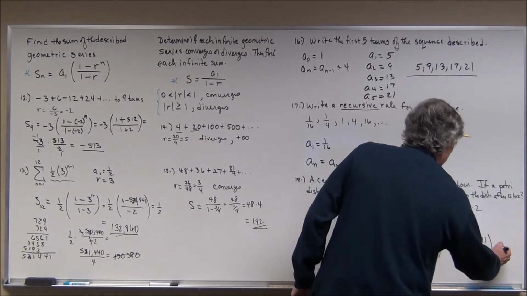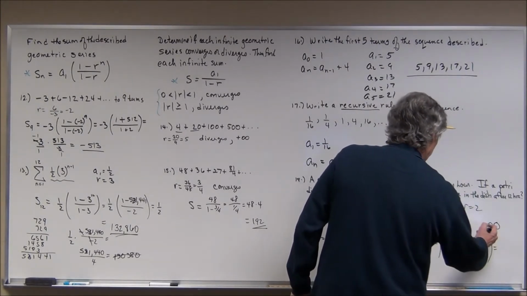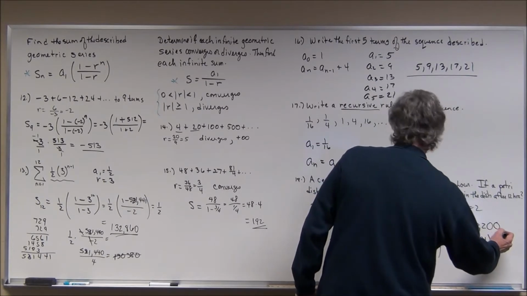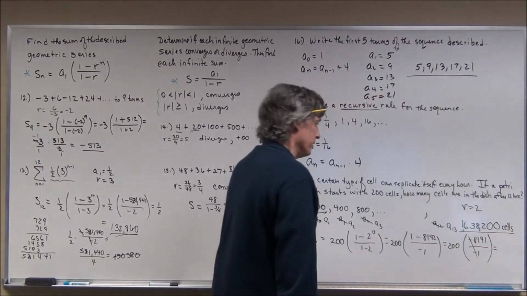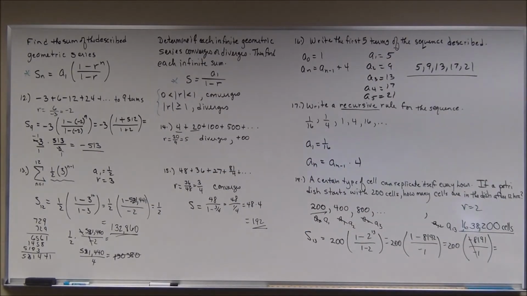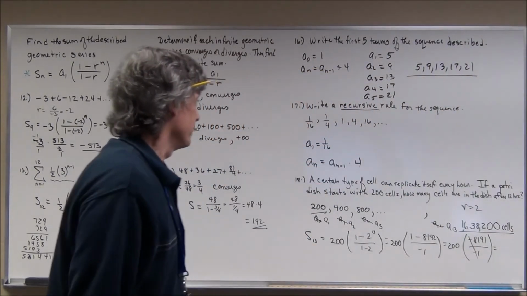Yikes! So that's 2 zeros. And then 2 times the rest, 8, 3, 16. I hope I did this right. It looks like you've got 1,638,200 cells. Let's see what your teacher says. He doesn't count that last, it says after 12 hours. He's wrong. I think I'm right.